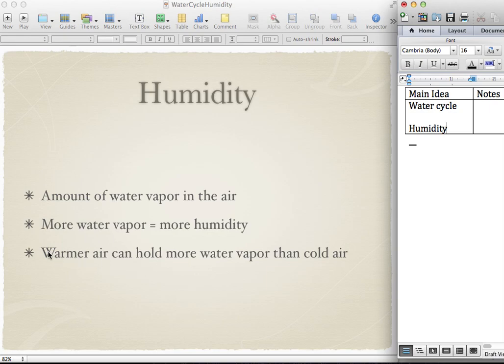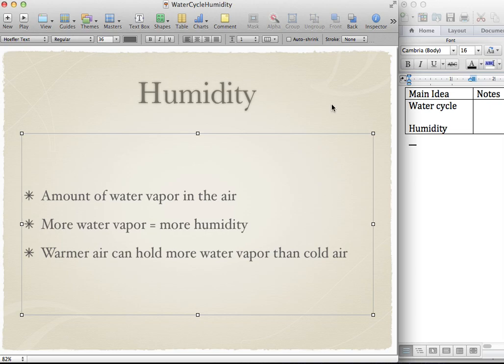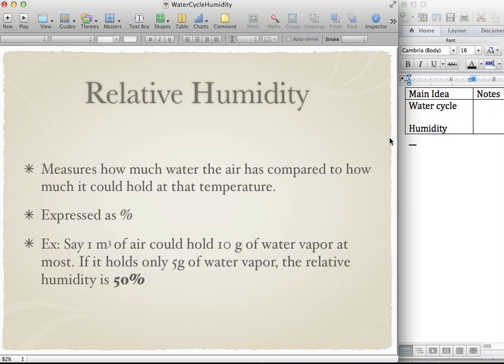It turns out that warmer air can hold more water vapor than cold air. So if you have two equal amounts of air, the warm air could hold more water vapor than the cold air. It doesn't mean it has to, it just means it's able to. And the reason is because those air molecules are moving around really fast. They've got lots of energy, so they can absorb more water.